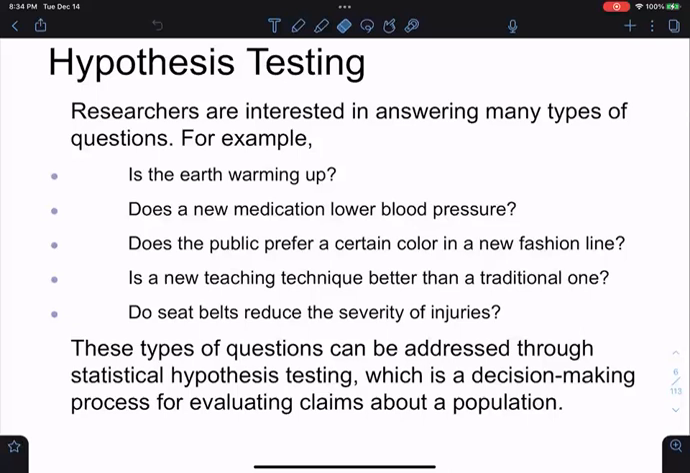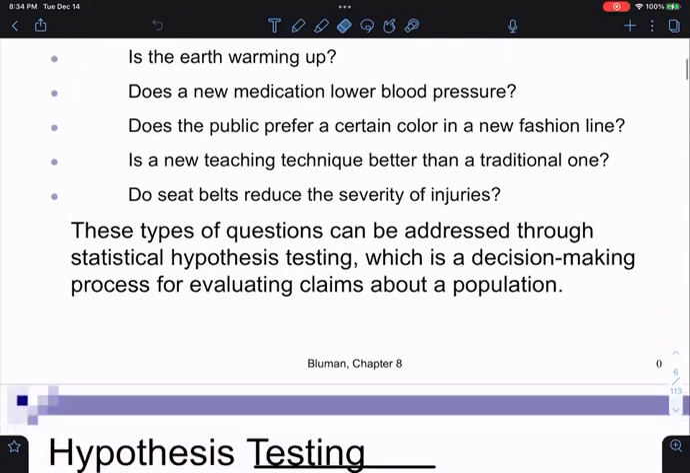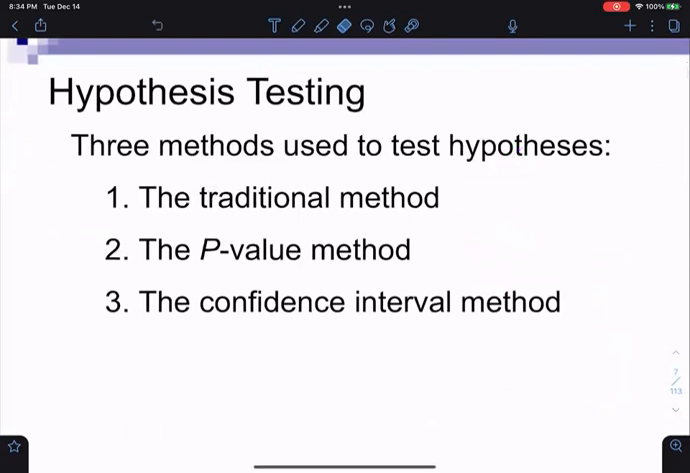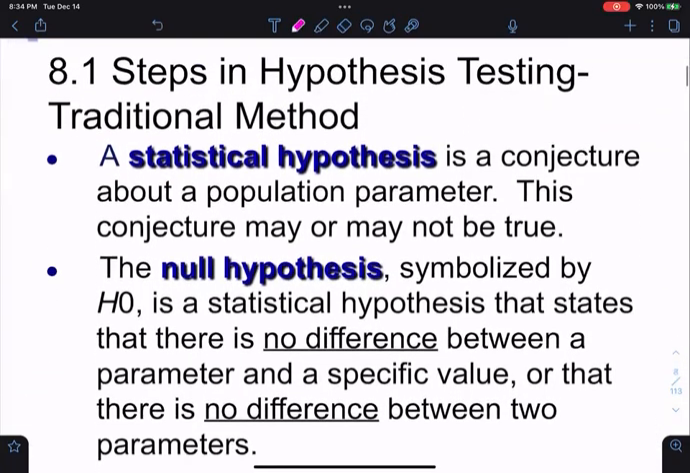These types of questions can be addressed through statistical hypothesis testing, which is a decision-making process for evaluating claims about a population, right? So this is basically it. We're trying to test whether or not our claims can change the status quo of whatever it's being for, let's say, many years or so. So there's three kinds of hypothesis methods that we use: the traditional method, the p-value method, and the confidence interval method.